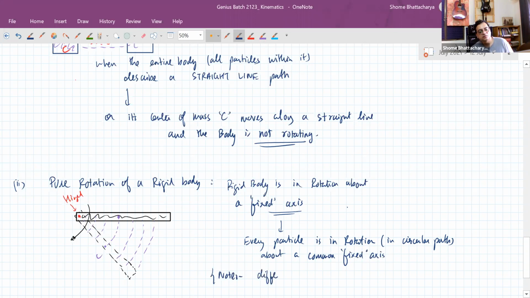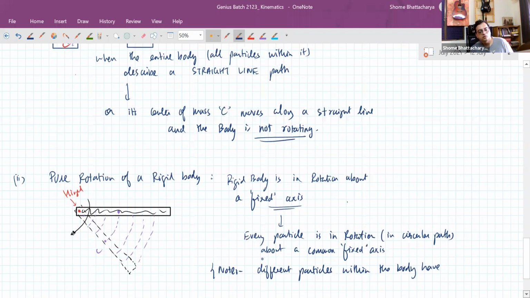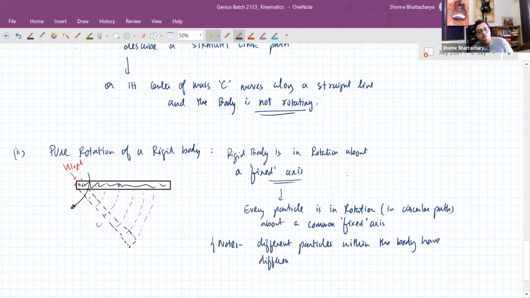different particles within the body have different velocity, speed, displacement, later we will see acceleration also, etc. at a given instant.